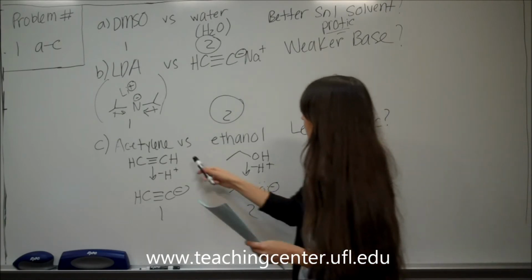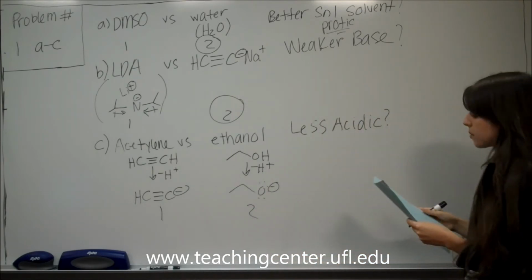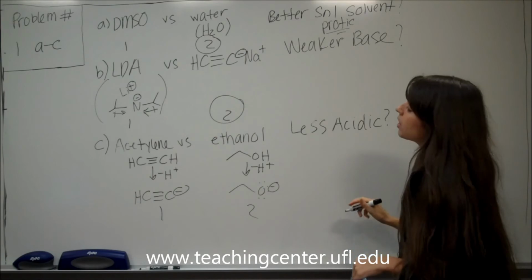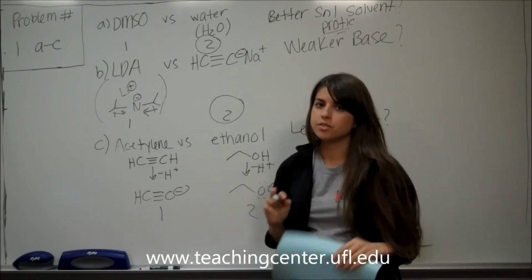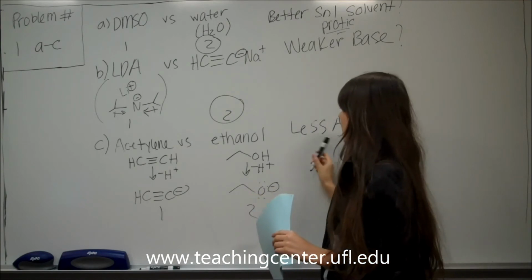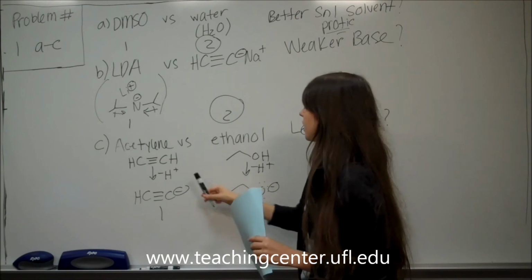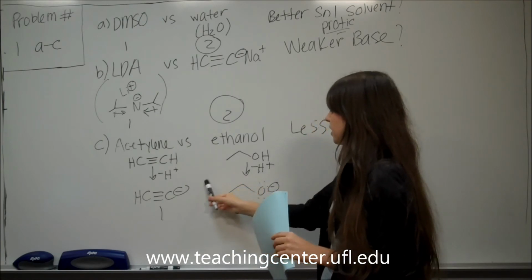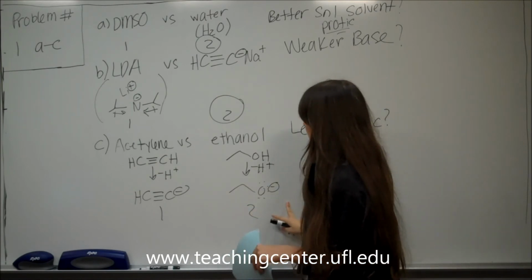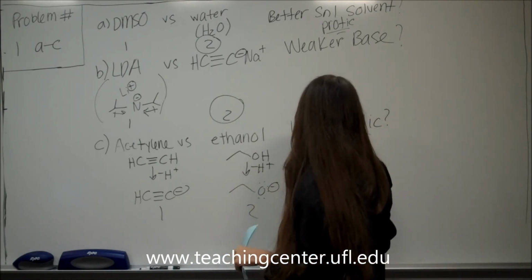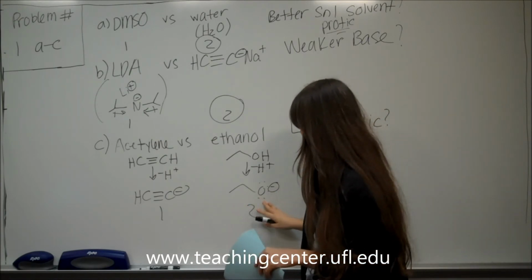Part C, acetylene versus ethanol. Which one is less acidic? So, okay. What I like to do when I see acidic is just follow the protocol. When you see acid, you want to treat these 2 things as an acid. So that's what I did. I treated them as an acid and I deprotonated them. And then I consider their conjugate bases. So it's asking for which one is less acidic. Therefore, we want to look at the conjugate bases.